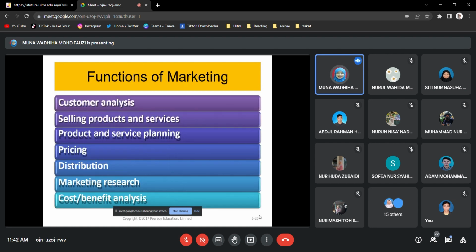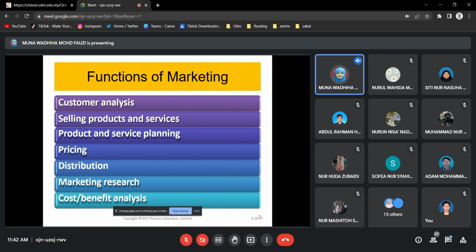All right, so these are the functions of marketing: customer analysis, selling products and services, product and service planning, pricing, distribution, marketing research, and cost-benefit analysis. I think when we talk about the functions of marketing, we can automatically relate to the 4 P's.